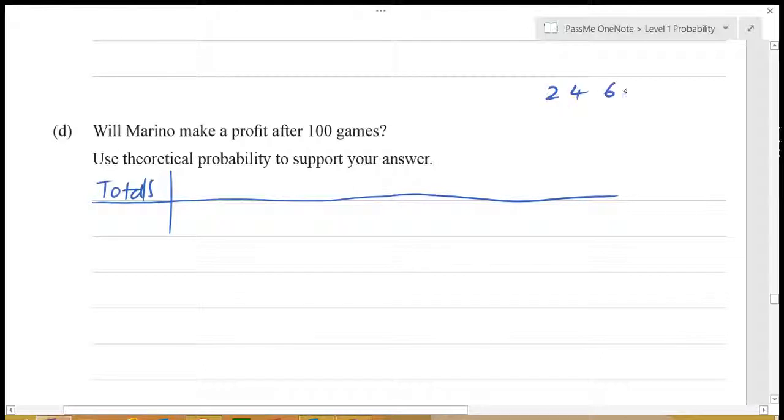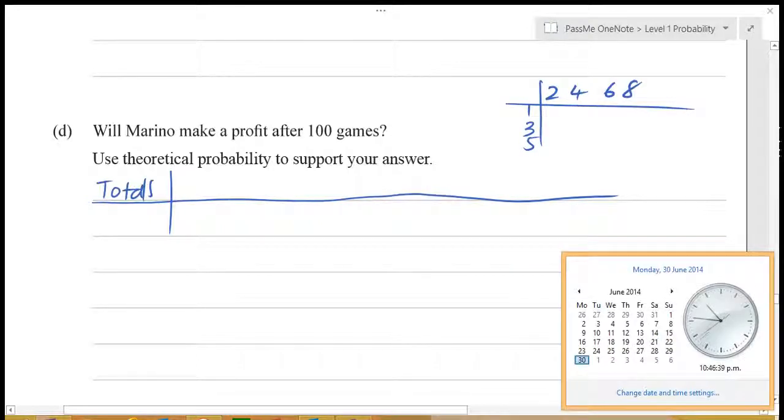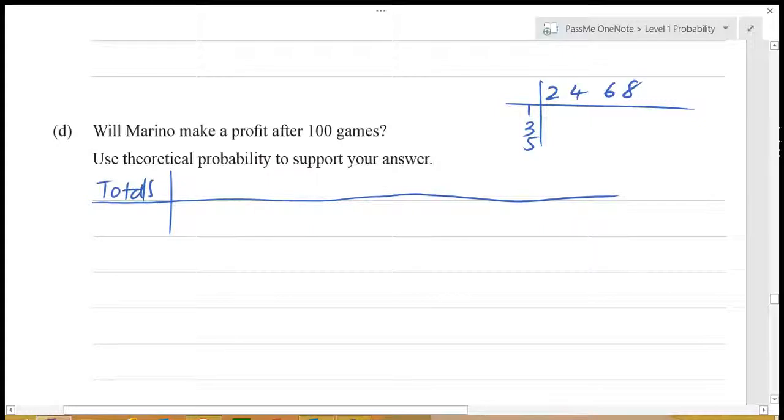2, 4, 6, 8, 1, 3, 5. Okay. So we've got 3, 5, 7, 9, 5, 7, 9, 11, and 7, 9, 11, 13. Alright, so our totals go from 3, our next one is 5, then we've got 7, then we've got 9, then we've got 11, then we've got 13.